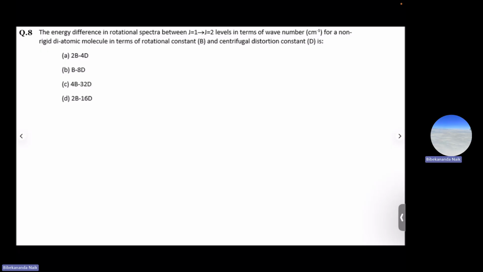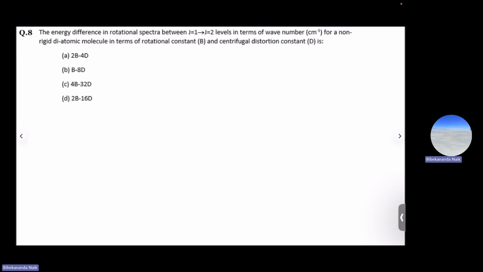I hope this is clear to you. Now we move to question number 8. Question number 8 says the energy difference in rotational spectra between j equal to 1 to j equal to 2 levels, in terms of wave number, that is in terms of centimeter inverse, for a non-rigid diatomic molecule in terms of rotational constant B and centrifugal distortion constant D is.